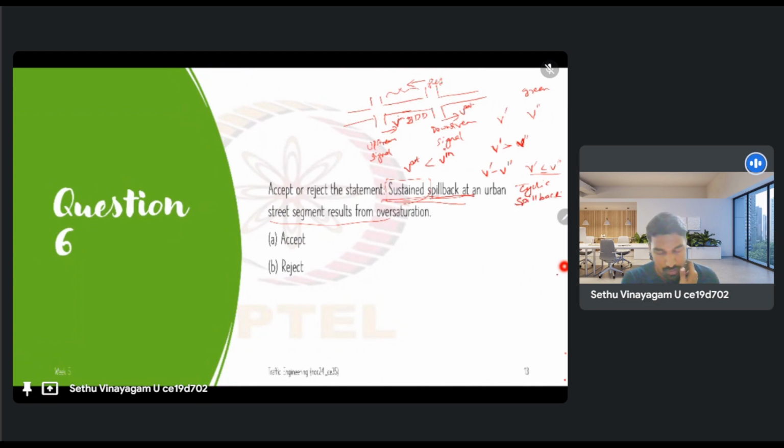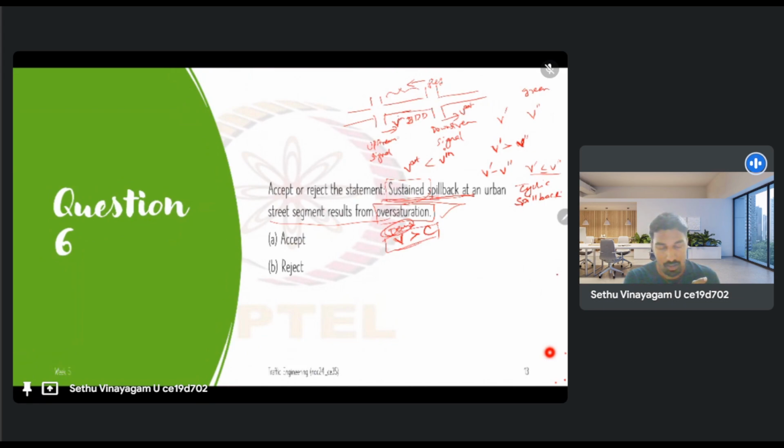So here we are talking about sustained spillback, and the statement says the sustained spillback is because of oversaturation, right? And this is correct. Why? Because what is oversaturation? Oversaturation means the volume is greater than the capacity. Again, volume cannot be greater, so it will be the demand, right? So the demand is more than the capacity, so that's why you have higher inflows than what can go through the signal.